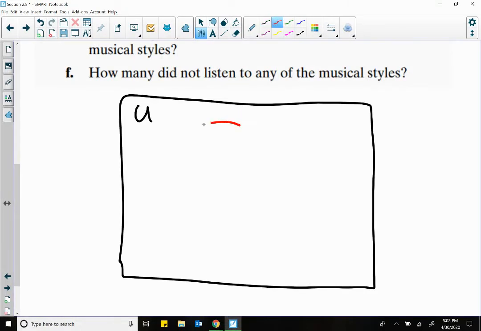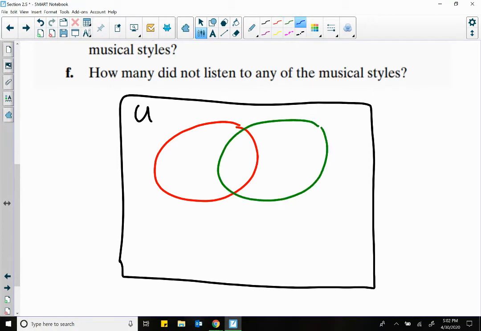And then I'm going to make my rock circle, my jazz circle, my classical circle. Again, it doesn't really matter which circle is which, just as long as you know which one is which. I could have said this is rock, then classical, then jazz. It doesn't really matter. I could have classical, rock, and then jazz down here. Either way, it's all going to work.